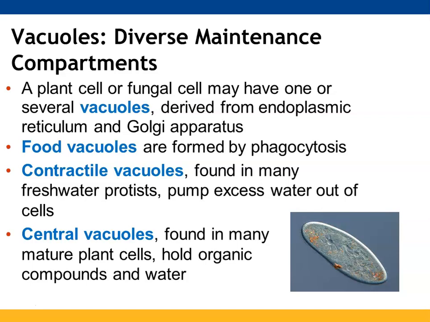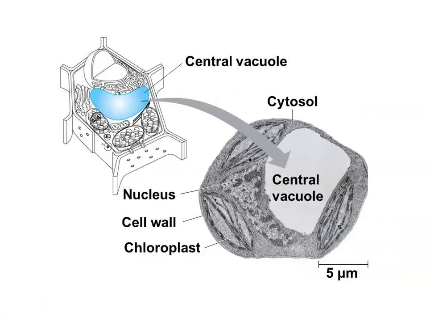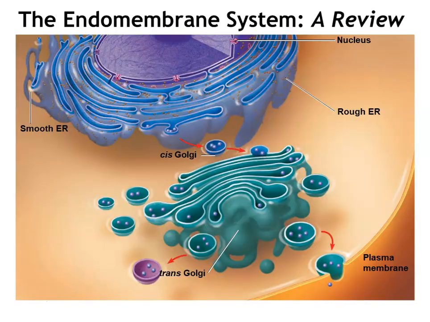Your contractile vacuoles, which we see often in freshwater protists, are a way to remove water. And then central vacuoles, which we see in plant cells, don't just hold on to water, they can also hold on to organic compounds. So there's an example of your plant vacuole.